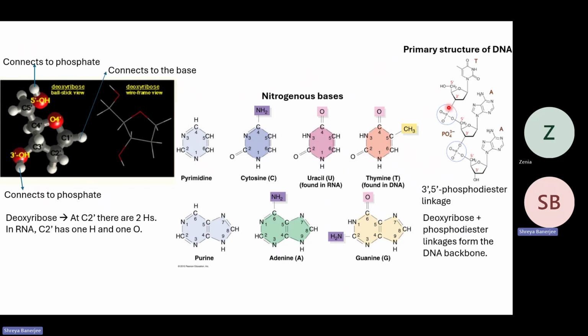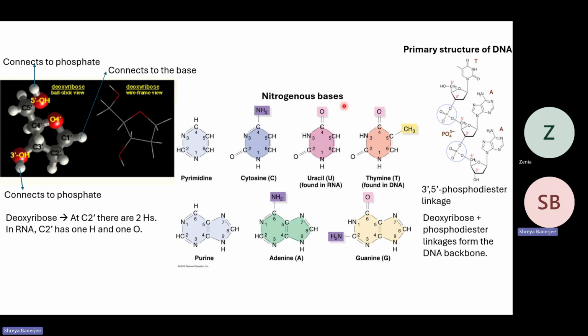And you can see each phosphate connects to the next. So the phosphate, through one oxygen, is connecting to this 5' CH2, and through the other oxygen, it is connecting to the 3' end of the next pentose sugar. This bond is called a 3' to 5' phosphodiester linkage, which basically connects each nucleotide unit. In RNA, the difference is, so in DNA, 2' has 2 hydrogen atoms. In RNA, the difference is that this 2' has one H and one OH.